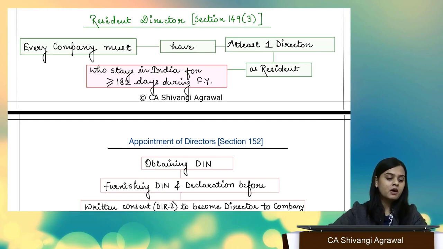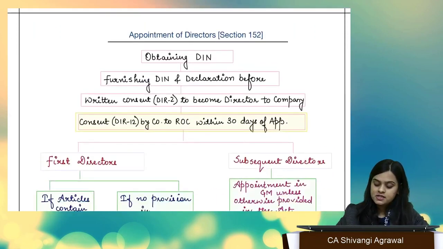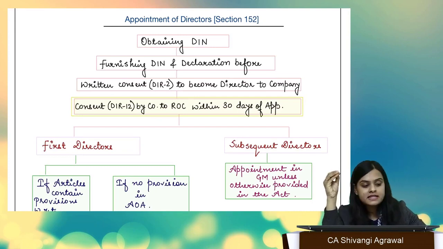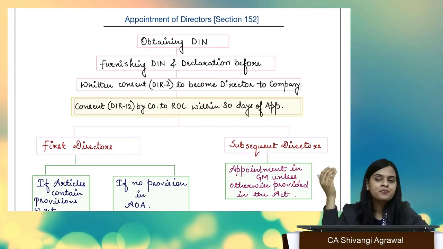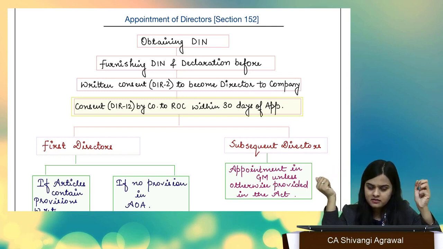Now we are talking about the appointment of directors. How the directors are going to be appointed. See, the directors are to be appointed by members, by shareholders in general meeting. That is what section 152 tells us, right? However, in certain cases it can be appointed by the board of directors also, it can be appointed by NCLT also, and it can be appointed otherwise also. So we will discuss how we can appoint the directors.